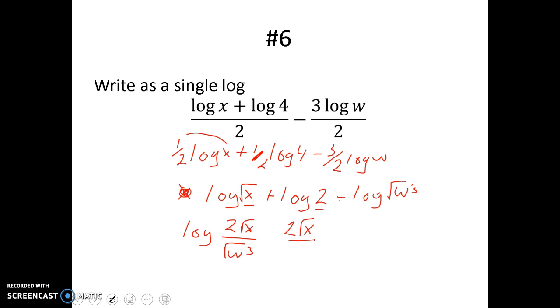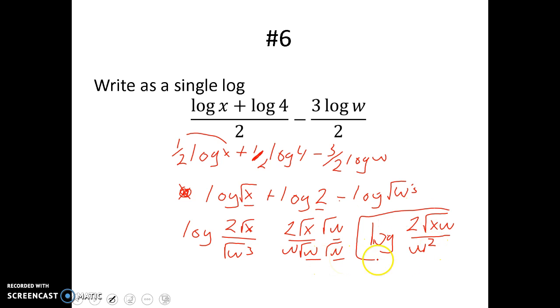I can pull one pair of w's out, and one w is going to remain inside, but I want to rationalize the denominator, which means I'm going to multiply the top and the bottom by the square root of w. So my final answer then is going to be the log of 2 times the square root of x times w over w times w's radical. Radical w times radical w is another w, so it's w squared. And that's how it would look in simplified form.